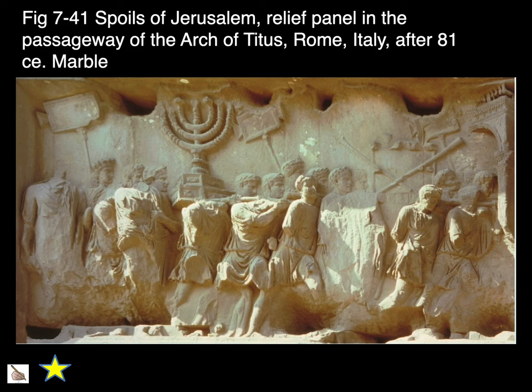One of the reliefs depicts Roman soldiers carrying the spoils, including the sacred seven-branched candelabrum, the menorah, from the Jewish temple in Jerusalem. The style here, you can see strong shadows, the play of light and shadow across the protruding foreground and receding background. The figures enhance the sense of movement.